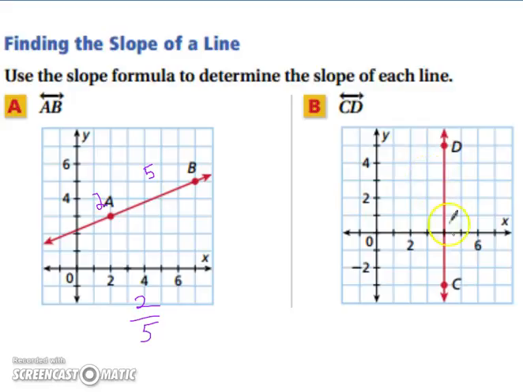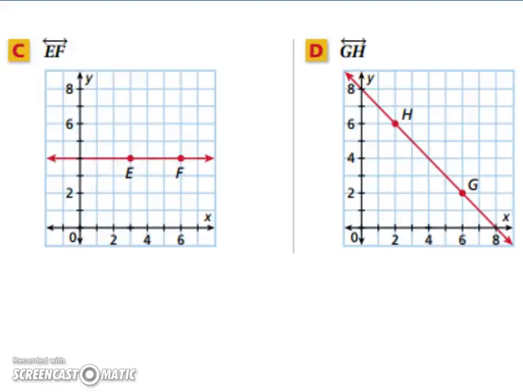Let's look at CD. Well, we're rising 1, 2, 3, 4, 5, 6, 7, 8, and we're not going anywhere in terms of running. Notice how you have a 0 in the denominator. That doesn't work out so well. You can't have a fraction with a 0 in the denominator because it becomes what is classified as undefined. Let's look at a couple more examples.